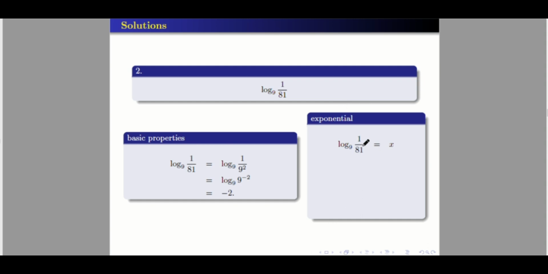Equate the given to x. And then we have the base raised to x. So 9 raised to x is equal to 1 over 81. But 1 over 81 is equal to 1 over 9 squared. So 81 is 9 squared. So again, let's take the reciprocal, 9 raised to negative 2. And then by the 1-to-1 property, we have the same base 9. So therefore, x is equal to negative 2. So the result for this one is negative 2.